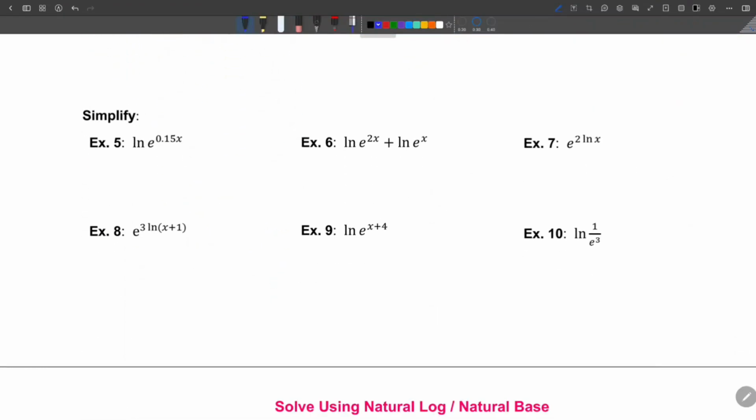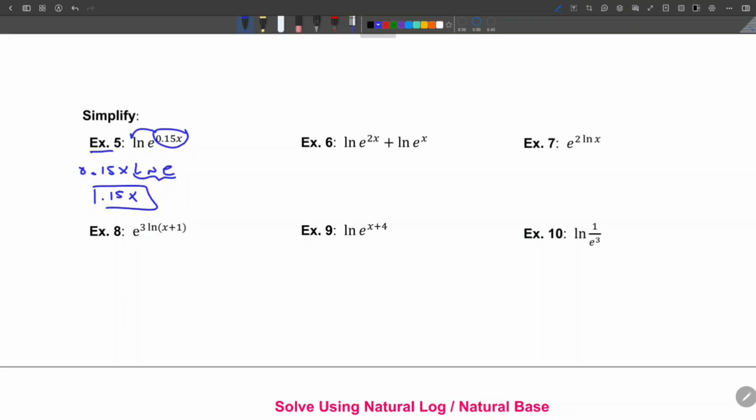So let's start with an easy one. Let's do 5 first. We have the natural log of e to the 0.15x. Basically, this exponent is going to become a coefficient, and we're going to be left with 0.15x times the natural log of e, and the natural log of e is just 1. So we're left with 0.15x as our final answer.